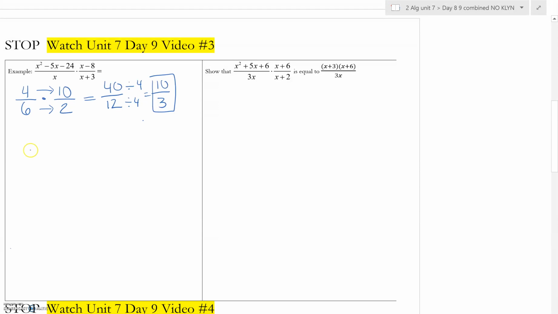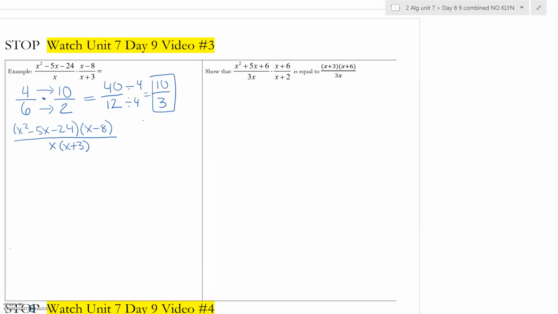When we multiply here, we're going to multiply again straight across. So we'll have x squared minus 5x minus 24 and x minus 8. And all of that will be divided by x times x plus 3. So when we multiply, we just multiply numerator and denominator, and we've got our new fraction.